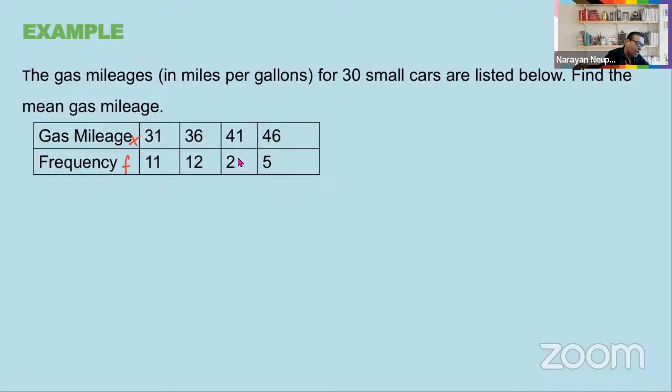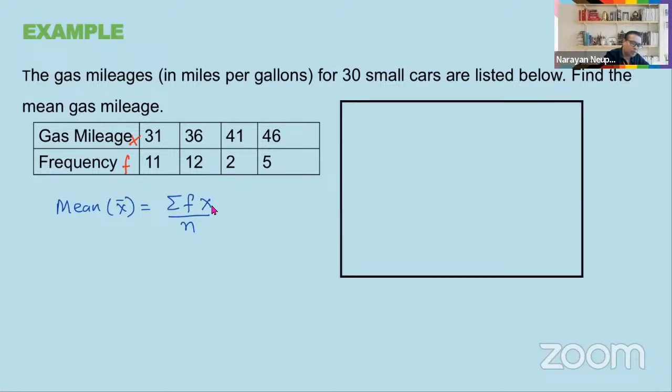And then in grouped data, as I told you before, we find the mean like this. Mean is equal to the sum of frequency multiplied by x, divided by n. That is the formula. We have x, we have f, but we don't have f times x. So what we do is create a table of values here at the side, like this, with the given information.